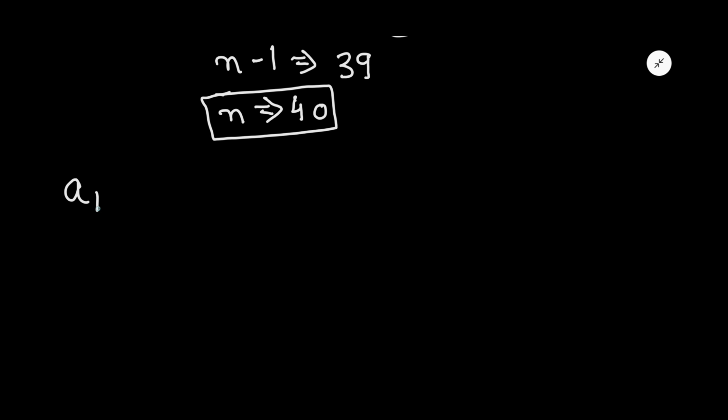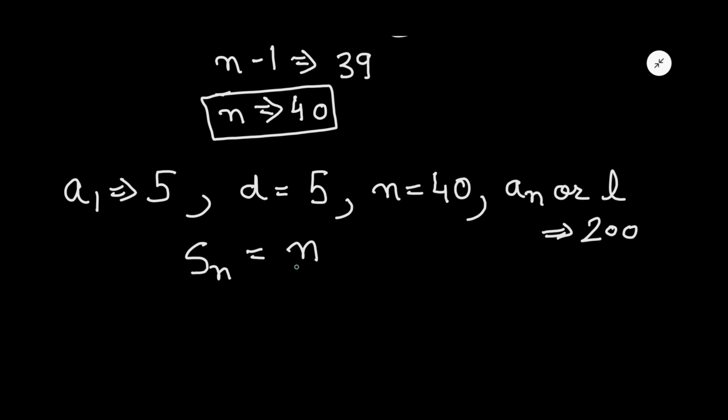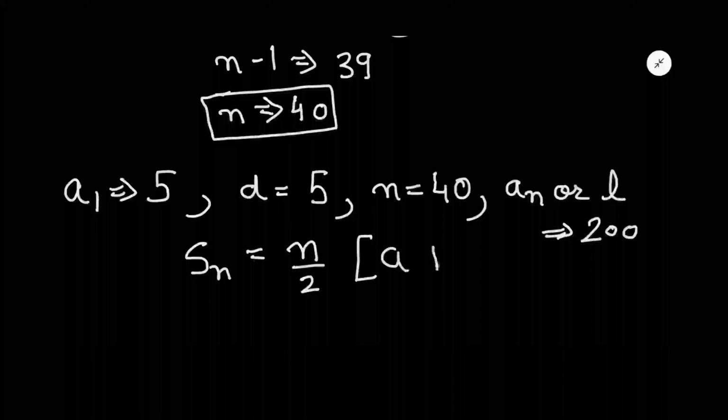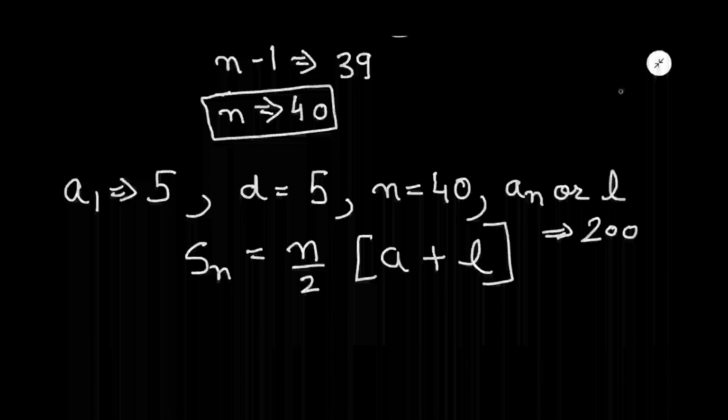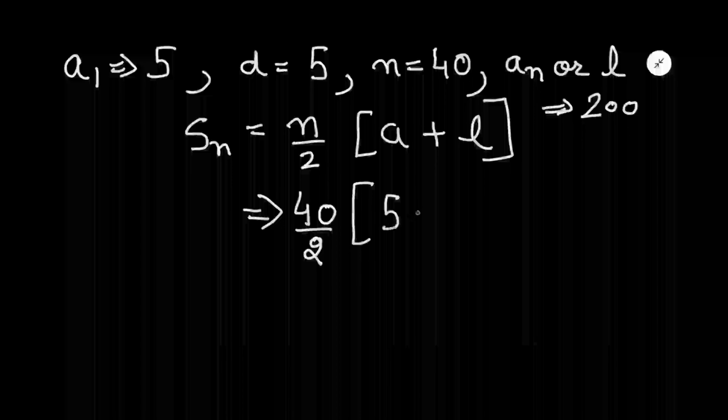So we have our first term, which is equal to 5. Common difference is 5. The value of n, which we already calculated, is 40. And our last term, or the nth term, is equal to 200. So we can easily find the sum of this arithmetic progression by using the formula n by 2 times (a plus last term, or the nth term). So here the value of n is 40, first term is 5, the last term is 200.